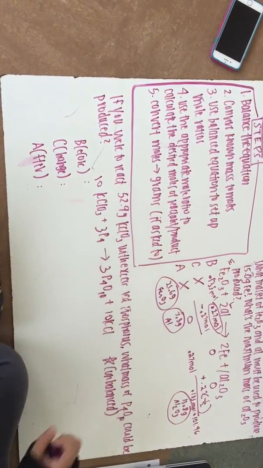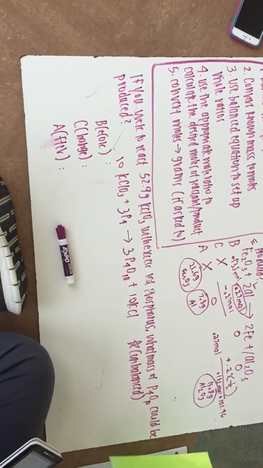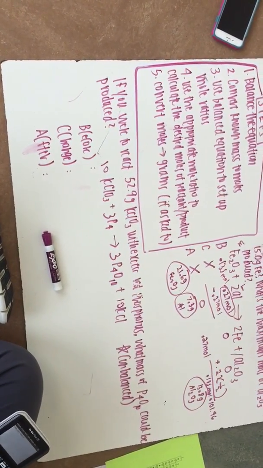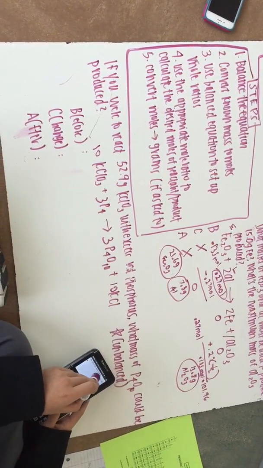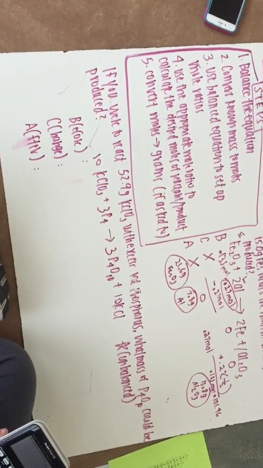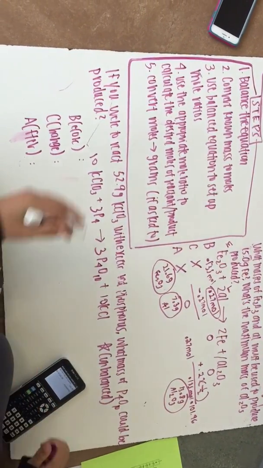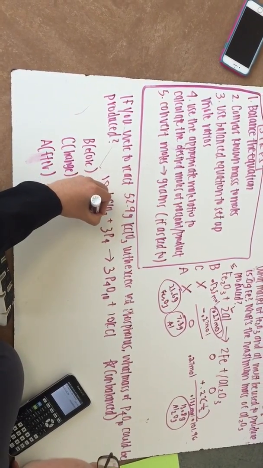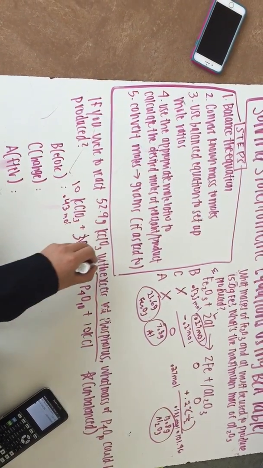So you have 52.9 grams of KClO3. When you use your handy dandy periodic table, 39.10, that's K, add 35.45 for Cl, add that to 16 times 3. It's going to be 122.55 grams as the molar mass of that, but you only have 52.9, so 52.9 divided by 122.55 gives you about 0.43 moles.